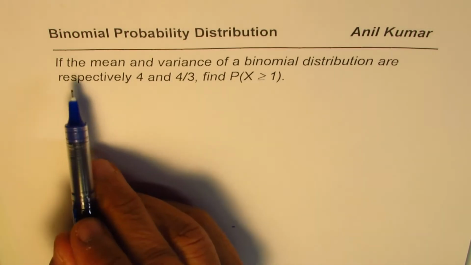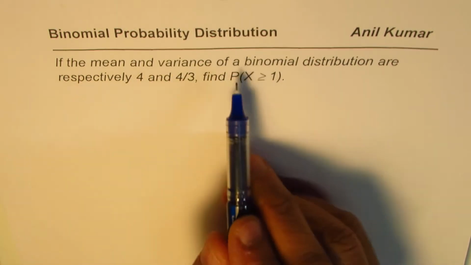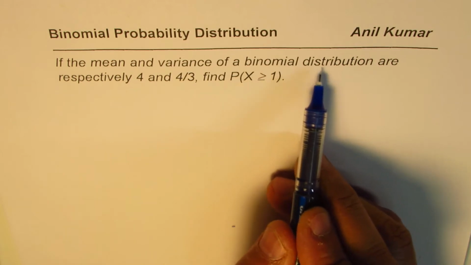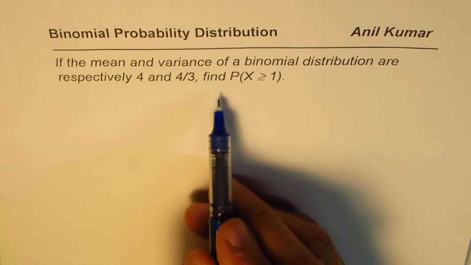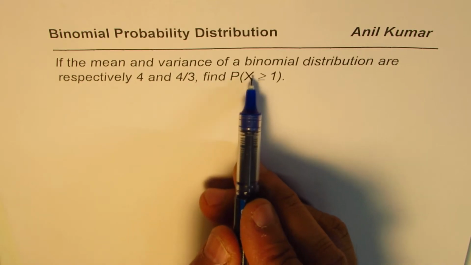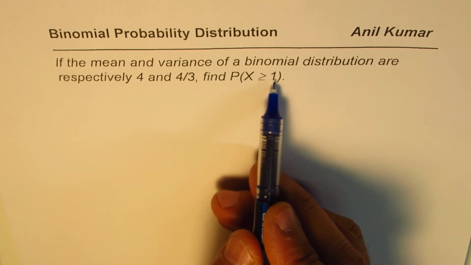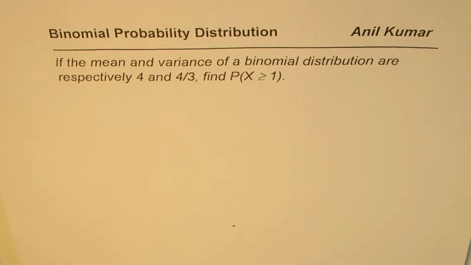The question is, if the mean and variance of a binomial distribution are respectively 4 and 4 over 3, find the probability of success to be at least 1. That's the question for you. You can pause the video, answer the question, and then look into my suggestion.